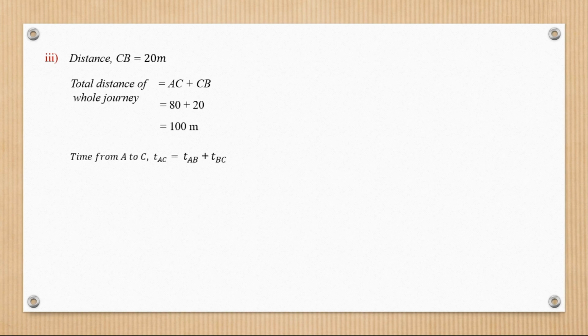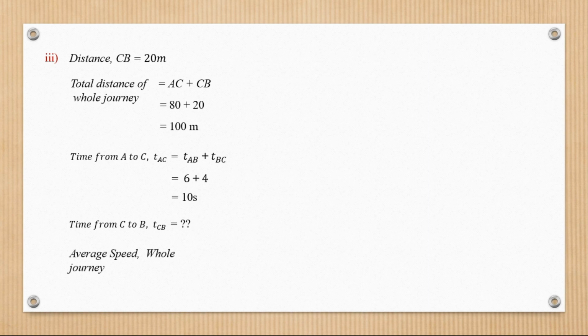And then to find the time from A to C, we know the time AC is equal to time AB plus time BC, and that is equal to 6 plus 4, which is equal to 10 seconds. So now the time from C to B is what we do not know, and that is what we actually want to find in this question. So that's the unknown value.